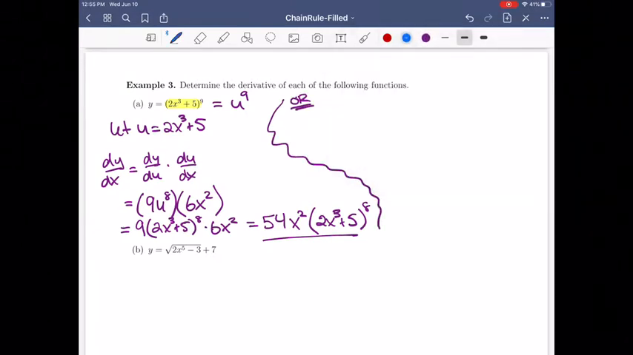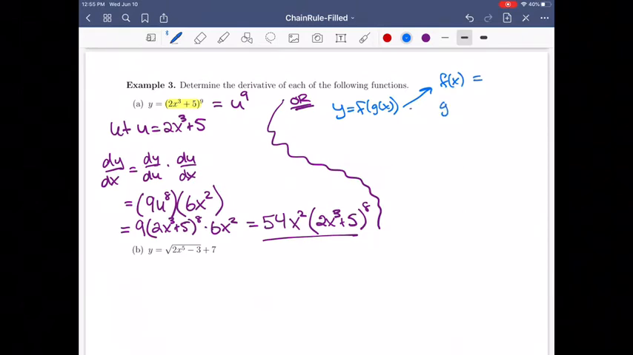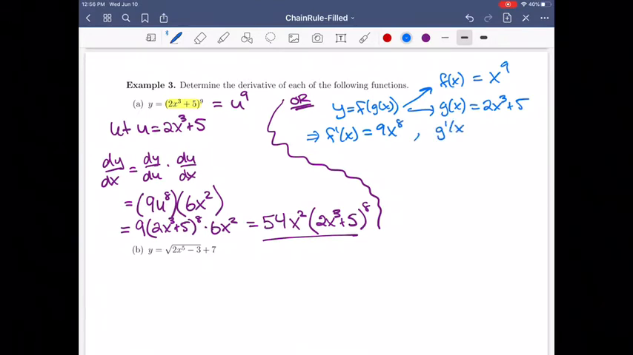Or I could do this with x's. So y is f of g of x. Now I need my f function and my g function. So g is like the u, that's the inside. And the f is like the outside, so this is going to be x to the 9. So then we know f prime of x is 9x to the 8, and g prime of x is 6x squared.